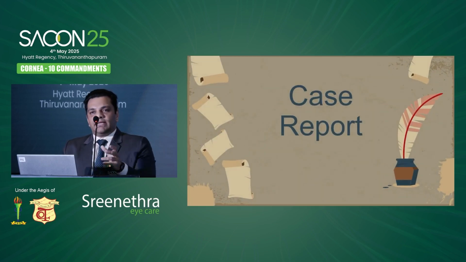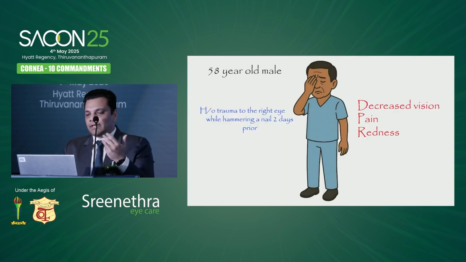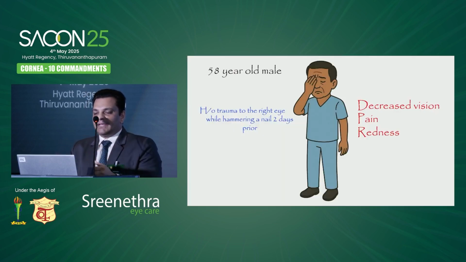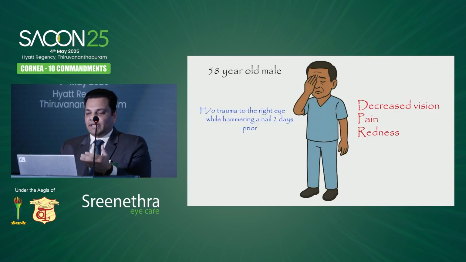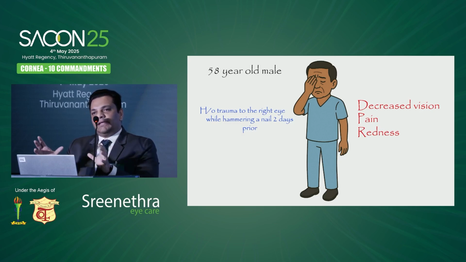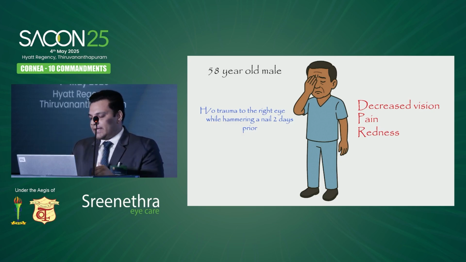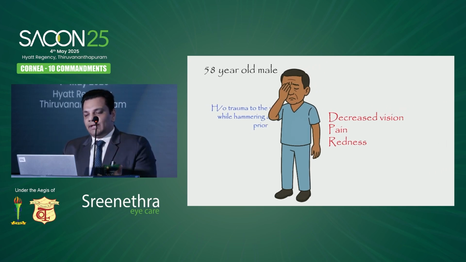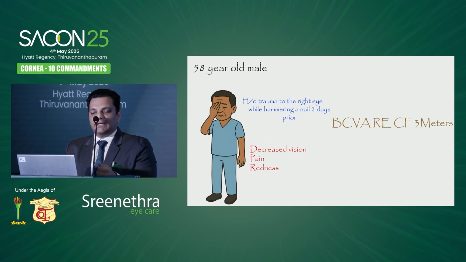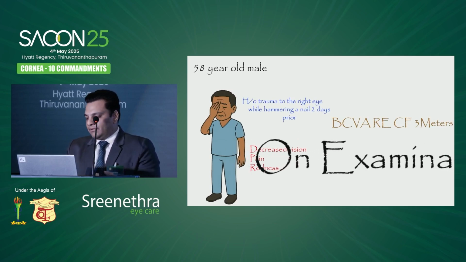So let's look at an example of how you would present in an institute. Let's say they ask you to present a case report. This is how I would present. This is a 58-year-old male. This image I have generated using ChatGPT or DALL-E, where I entered a text saying make an Indian person with hand holding his right eye. So it's a 58-year-old male, trauma to the right eye with a hammering nail, decreased vision, pain, redness. The BCVA in the right eye was counting fingers at 3 meters.